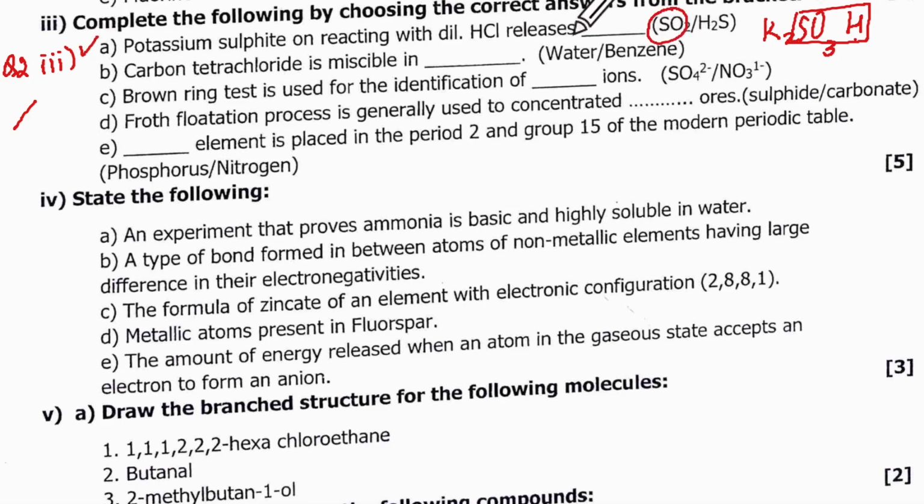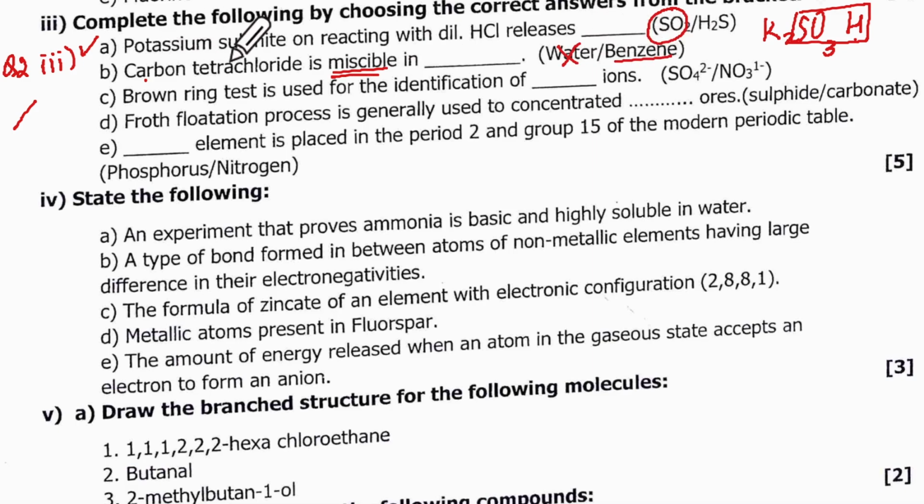Okay, so first one is what? SO2. Then carbon tetrachloride is miscible. Miscible means dissolved. Now when it is this, benzene. Carbon tetrachloride is a covalent compound, and it is a non-polar covalent compound, so it will dissolve in organic compounds only, organic solvent, not water but benzene.